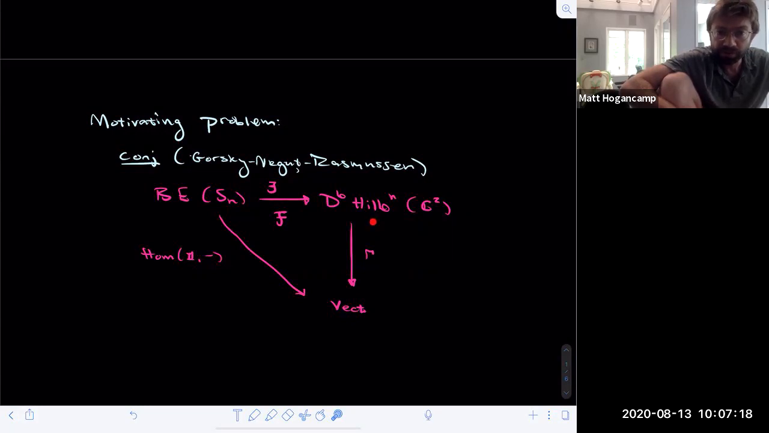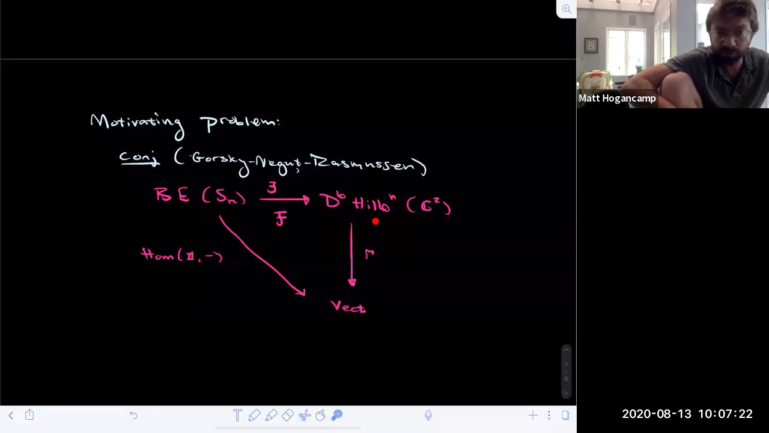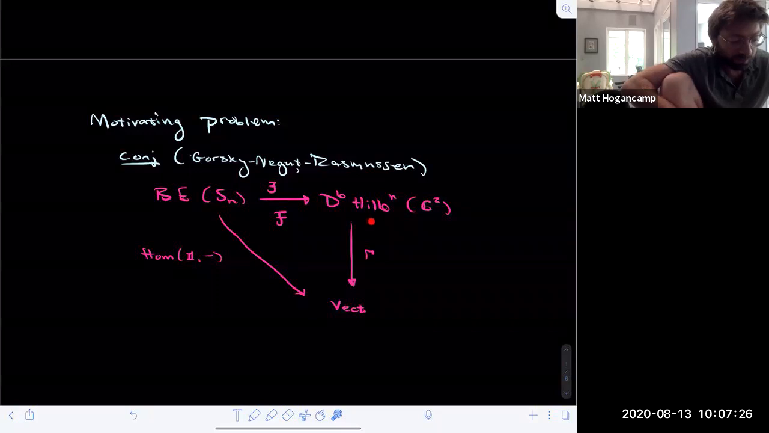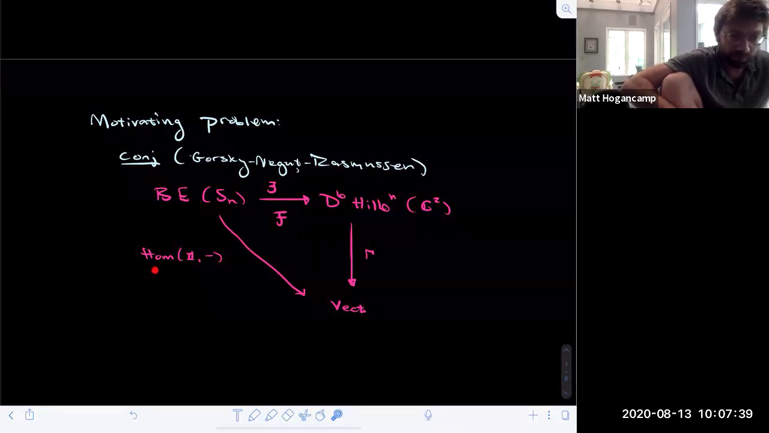So that there's many properties one expects of such a functor, but one such property is that this diagram commutes. So you have a functor from sheaves on the Hilbert scheme to vector spaces, which just takes global sections. And then you have a functor from Soergel bimodules to vector spaces, which just computes Homs from the identity object.